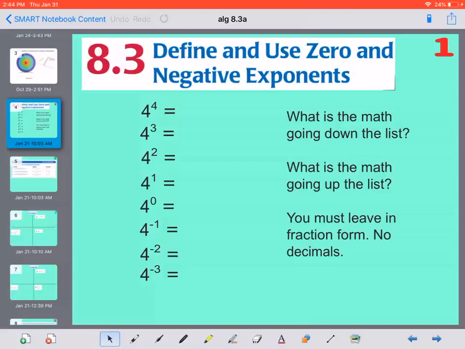Welcome everyone. Today we are continuing Chapter 8. This is Chapter 8.3. We're defining and using zero and negative exponents.